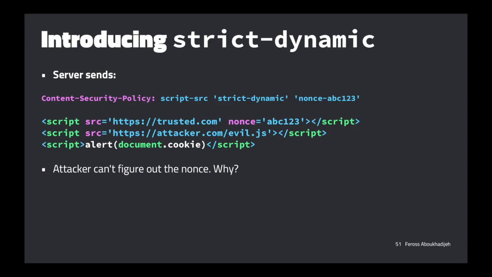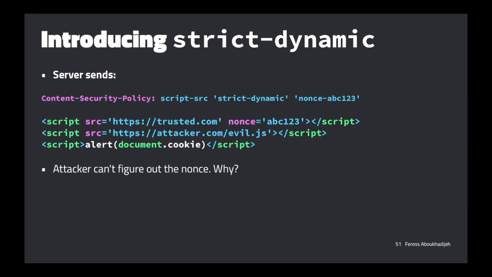Now, you might think, well, couldn't they run code that looks at the nonce? Like, couldn't they look at the nonce attribute in the page? But then you're assuming that they're already running code in the page. So if they're already running code in this page and they can look at the nonce value, then you've already lost.